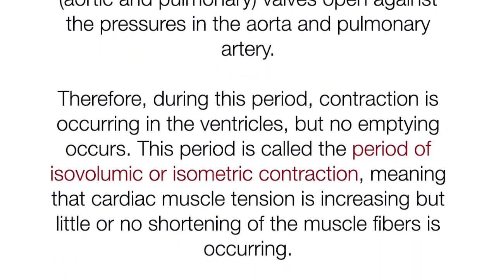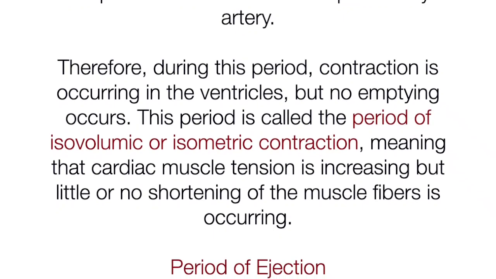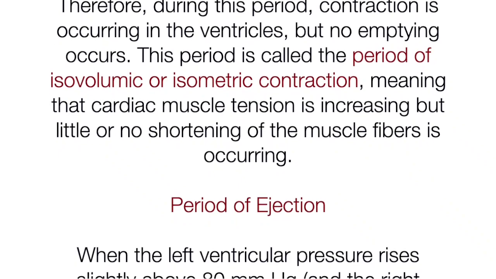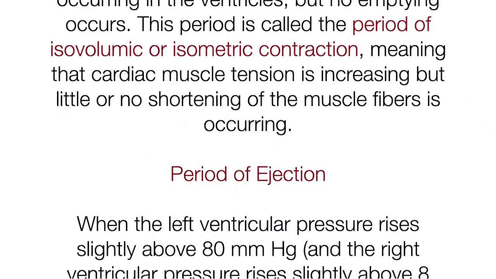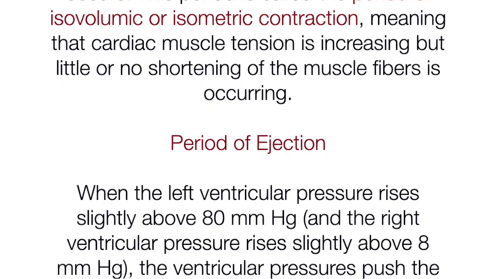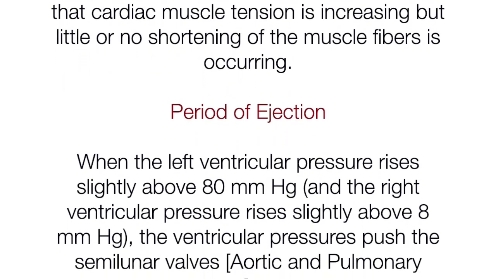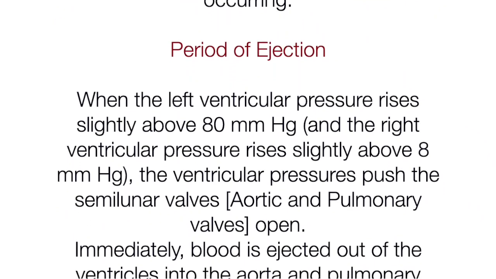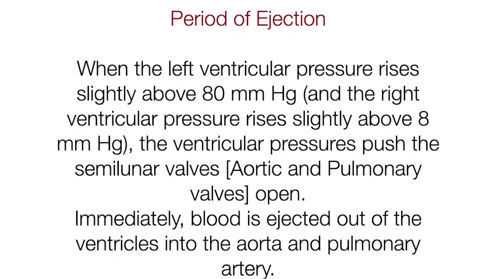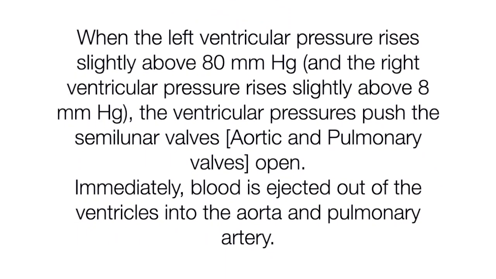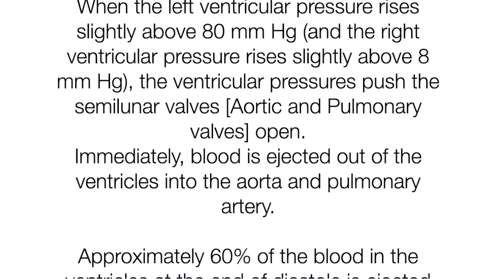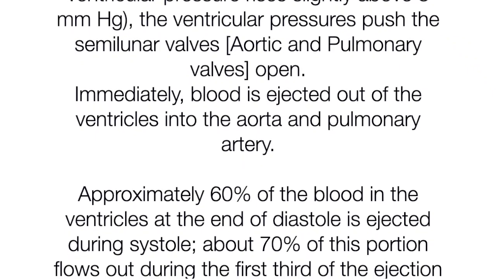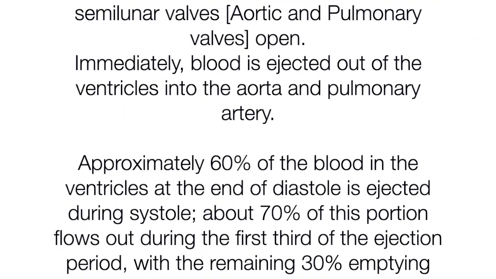This period is called the period of isovolumic or isometric contraction, meaning that cardiac muscle tension is increasing, but little or no shortening of the muscle fibers is occurring. Period of ejection. When the left ventricular pressure rises slightly above 80 millimeters and the right ventricular pressure rises slightly above 8 millimeters, the ventricular pressures push the semilunar valves, aortic and pulmonary valves, open. Immediately, blood is ejected out of the ventricles into the aorta and pulmonary artery.